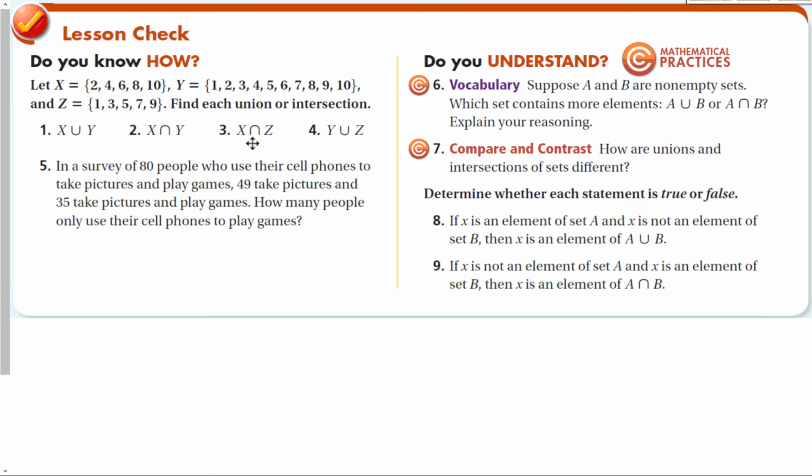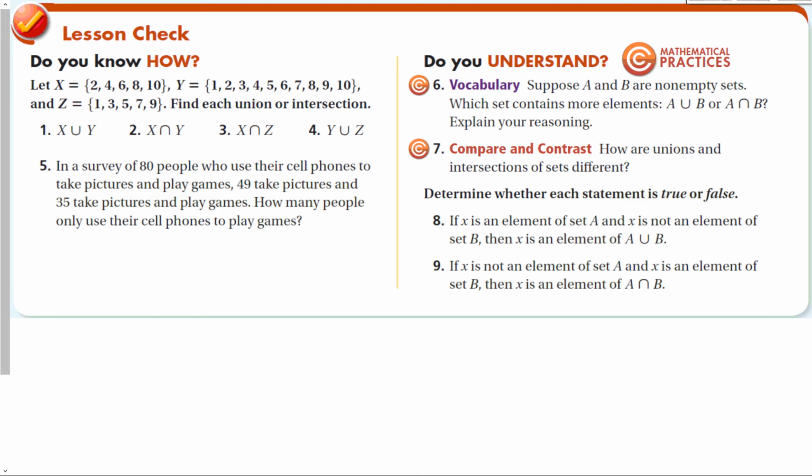Okay? However, x intersect z. If I look at x and z, that's 2, 4, 6, 8, 10, 1, 3, 5, 7, 9. Nothing in common. So for 3, the answer is going to be the empty set, the null set. Okay? Y union z, take everything there, put it together with everything there, and we get the same thing because z is a subset of y. The answer is just y.